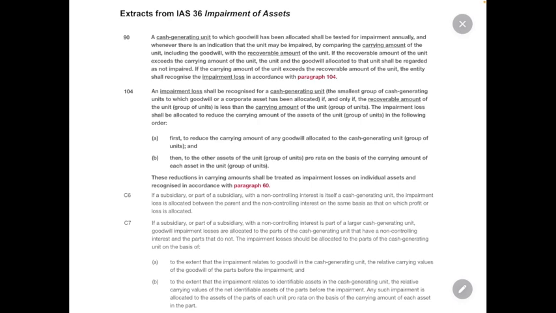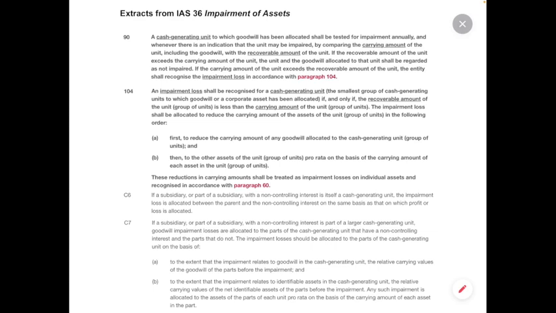Let's unpack paragraph 90 in IAS 36. It talks about a cash generating unit to which goodwill has been allocated, and it says that it shall be tested for impairment annually, and whenever there is an indication that the unit may be impaired. We do this by comparing the carrying amount of the unit, including the goodwill, with the recoverable amount of the unit. This is really the same principle that you learned the first time you learned about impairments back in first year accounting.